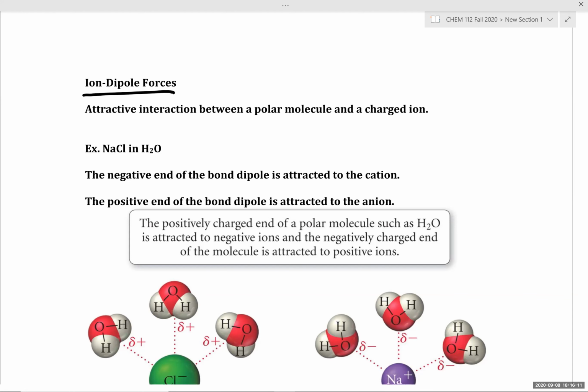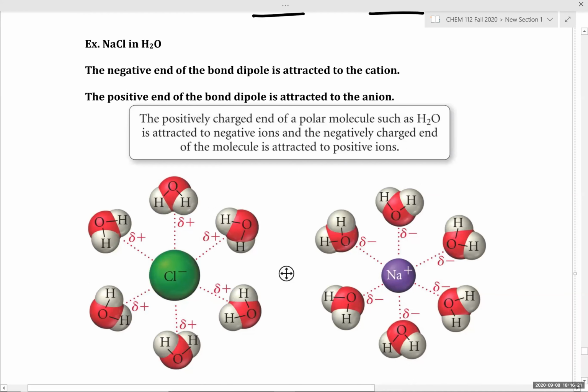So in this case, we have an attractive interaction between a polar molecule, our dipole, and a charged ion. In this case, the partial positive region of our water molecules is interacting with and stabilizing our negatively charged ion. Ergo, the name ion-dipole. This is how ions are stabilized and solvated in solution.